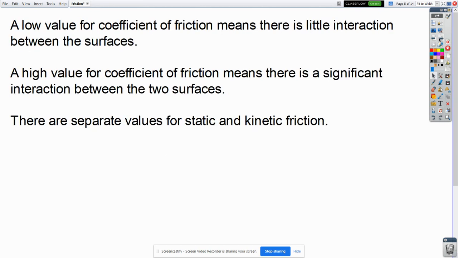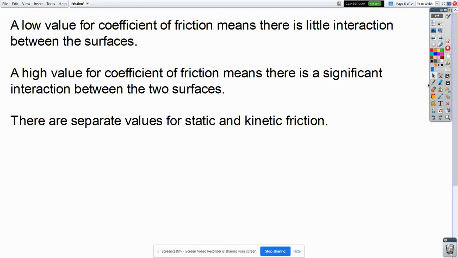Again, low means little interaction between the surfaces. High means there's a significant interaction between the two. And again, it can be because of the roughness of the surface. It can also have to do with intermolecular forces like you learned about in chemistry class, or you will learn about when you take chemistry class.